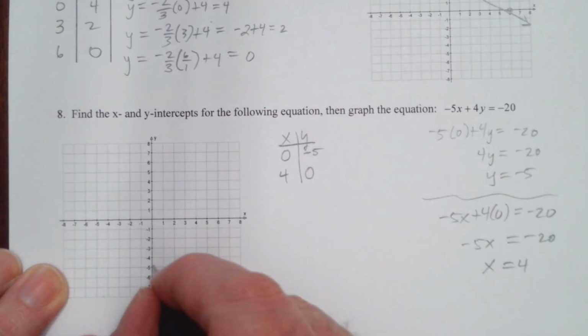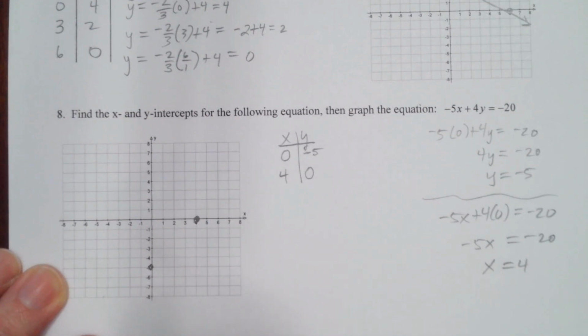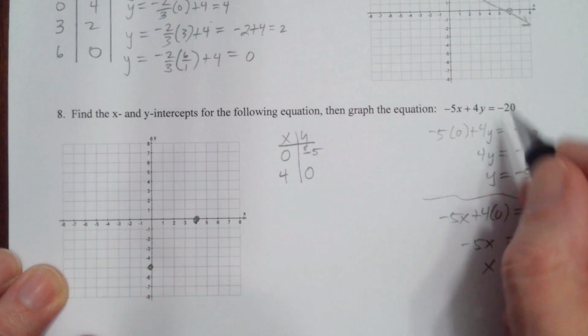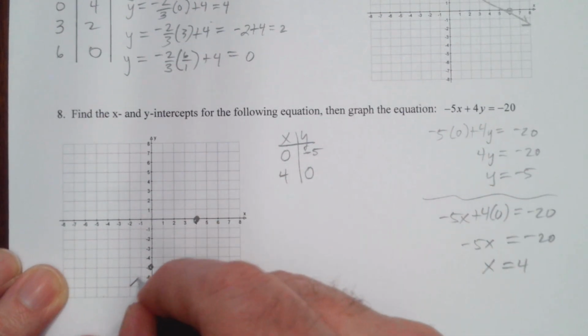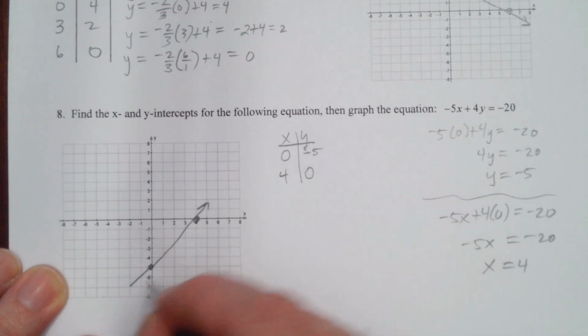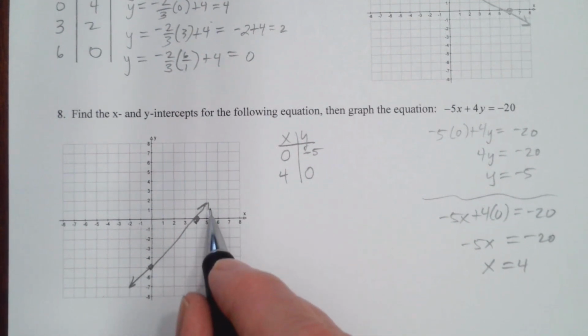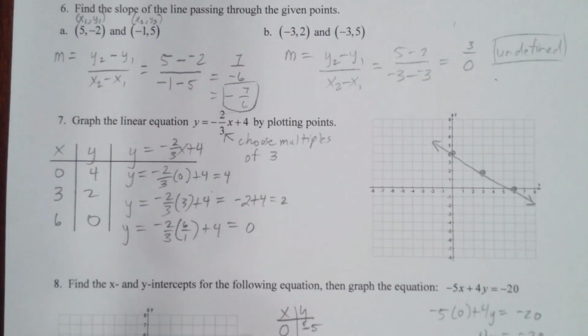So 0, negative 5 is here. 4, 0 is here. Now sometimes people will find a third point, but as long as you're careful, the arithmetic's pretty easy. And all I would do is find these 2 points. All right, don't forget to draw lines. Hopefully make them as straight as you can and put some arrows on each end. These lines go forever in both directions here. Let's move on to the next page.